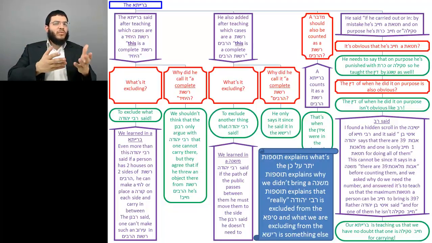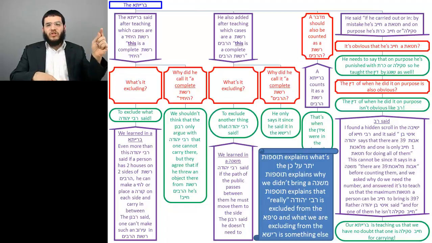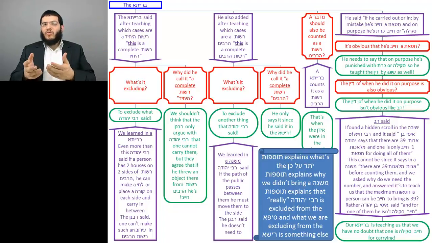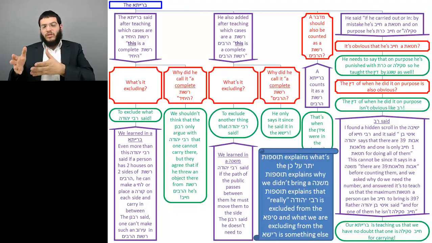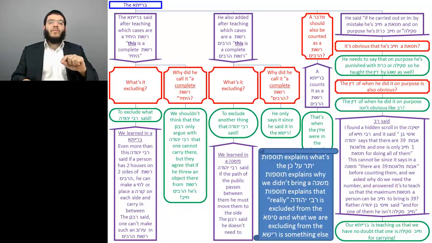So we have a question. What is the Gemara saying? We have the word Zui Rosh Hashanah to exclude the case of Rabbi Yehuda. He's already excluded from the actual cases in the Seifa. So Tosfos explains to us that the Gemara is not really saying that the case of Rabbi Yehuda is excluded from the Reisha, because like we said, it's excluded from the Seifa, but it's rather a mistaken understanding of Rabbi Yehuda that's excluded from the Reisha.